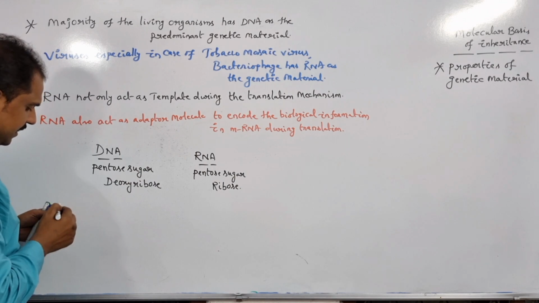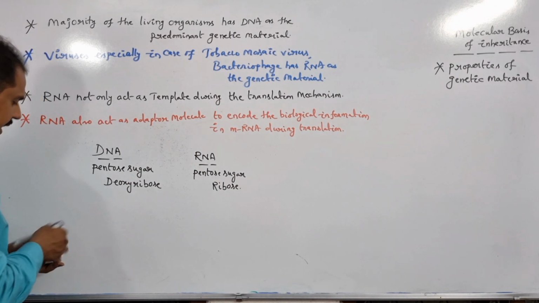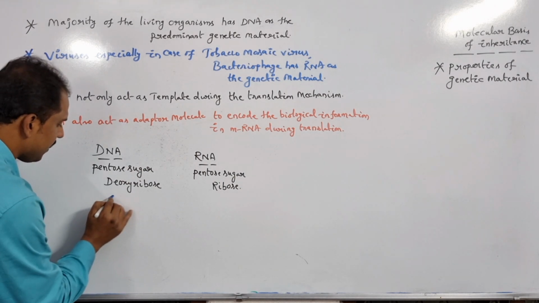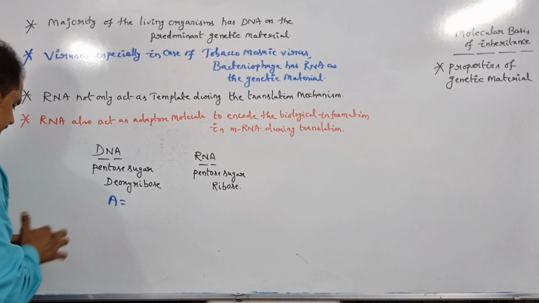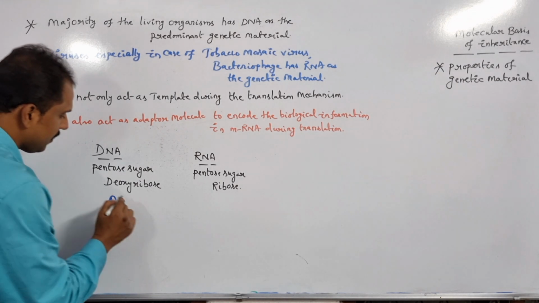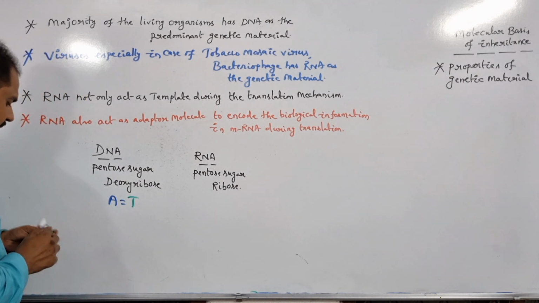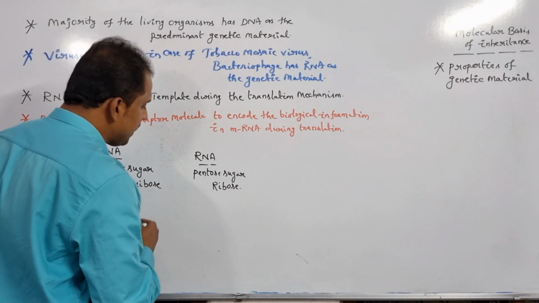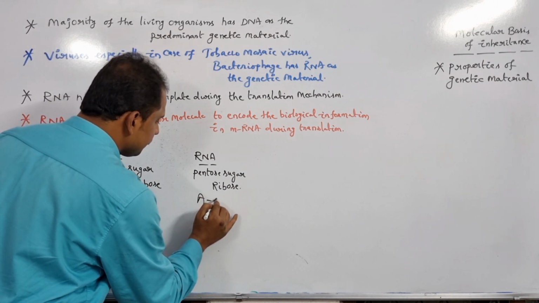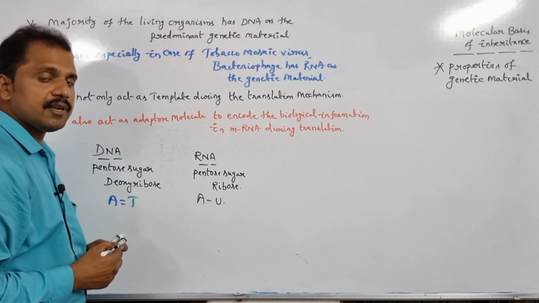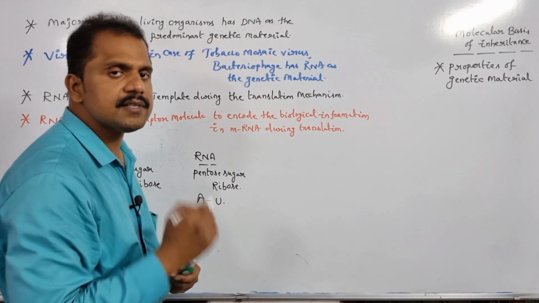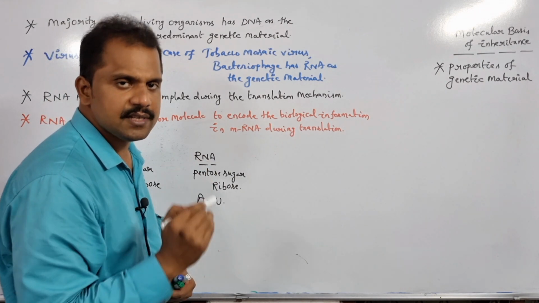In addition to this, in DNA, adenine base pairs with thymine. But in RNA, adenine base pairs with uracil. Is it clear? These are the basic chemical differences between DNA and RNA.